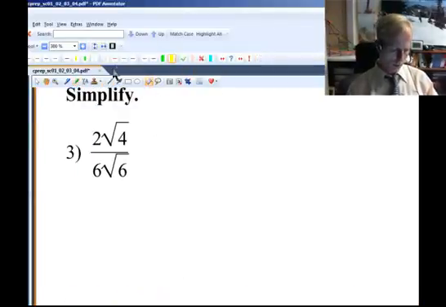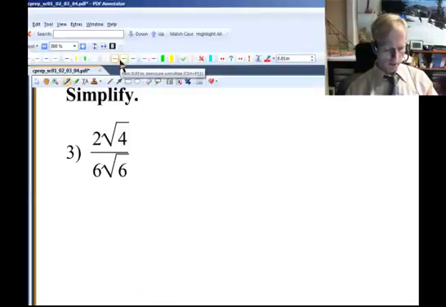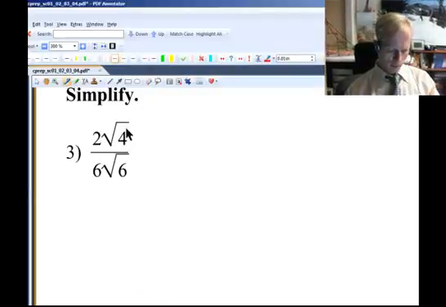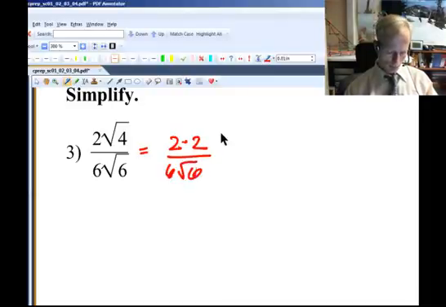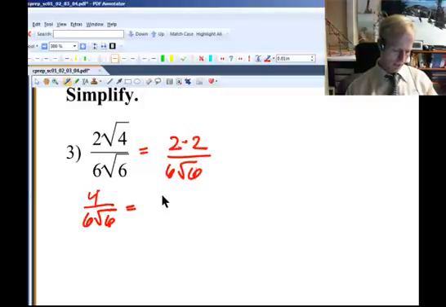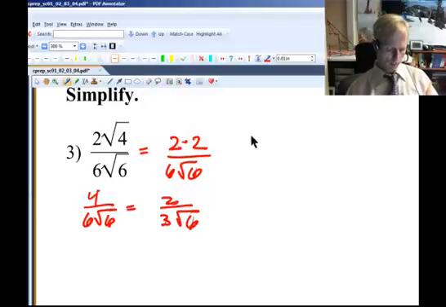Alright, in the next problem I'm asked to simplify a radical. Before I do anything else, I can see that the numerator is going to become 2 times 2, which is 4. So that's 4 over 6 radical 6. Well, 4 over 6 is 2 over 3, so I have 2 over 3 radical 6.